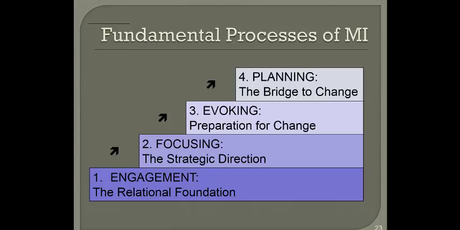The next stage after figuring out that strategic direction is evoking. This is a process where we are seeking that change talk, we're drawing it out, we are thinking about ways to emphasize it and get the patient talking about change before we take that step towards planning, which is the final process. So planning looks probably similar to what most planning might look like in a clinical visit, where we're thinking about the specifics of making that change and what the next steps will look like.